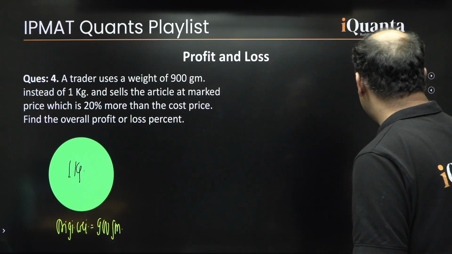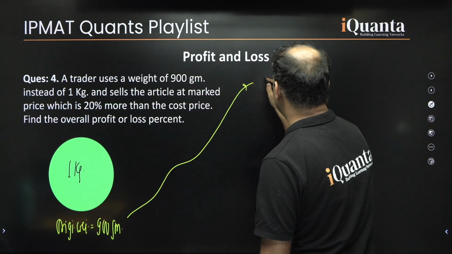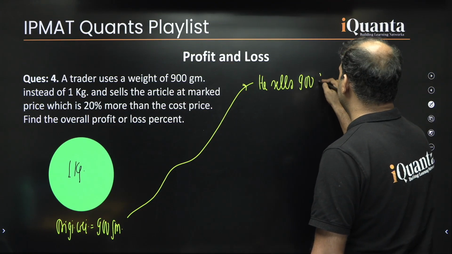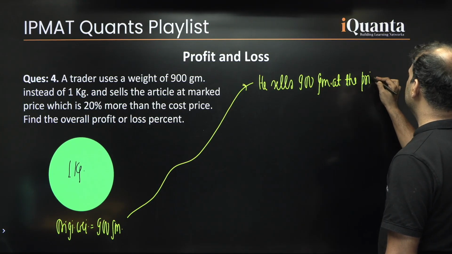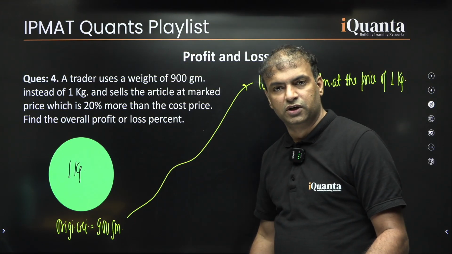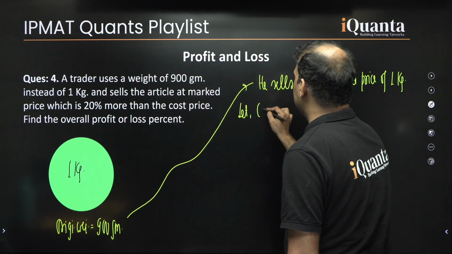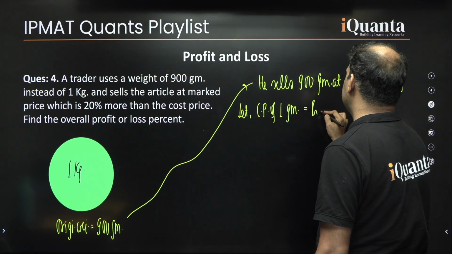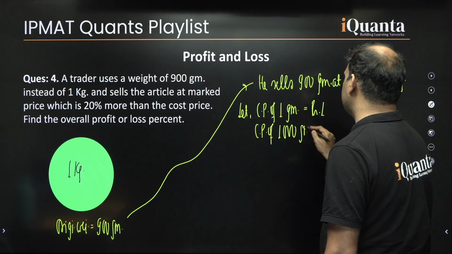In fact, we can write a similar kind of statement which I had written before as well: the trader sells 900 grams at the price of 1 kg. That means the customers think that they are getting 1 kg, but in reality they are getting only 900 grams, all right? So we can assume a few things for the prices. I'll start with 1 gram this time. Let's say the cost price of 1 gram is rupees 1. So what should be the cost price of 1000 grams? It has to be rupees 1000.